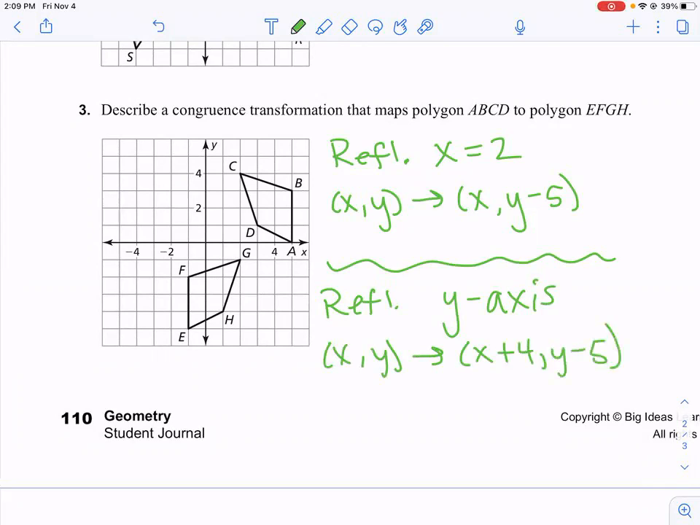Does that work? Okay, I still don't. Oh, yes. I don't get it. So they're saying if I take this and I reflect it about the line x equals 2, and then I shift it down 5, there's my shape. Oh, yeah.